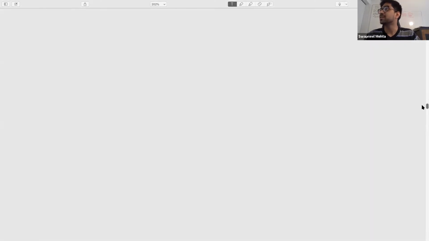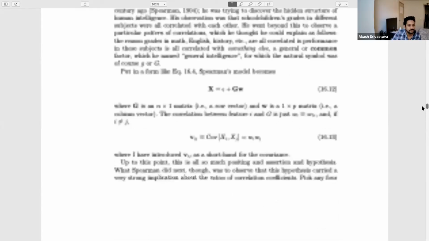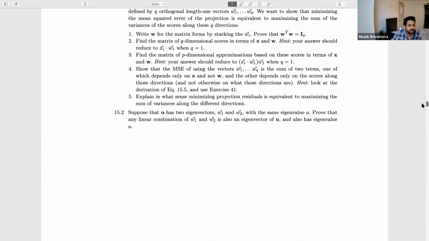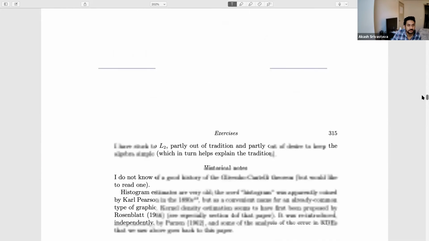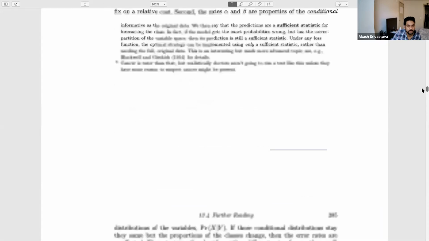Okay, so we were at chapter 10, which is somewhere on page 2, 5.